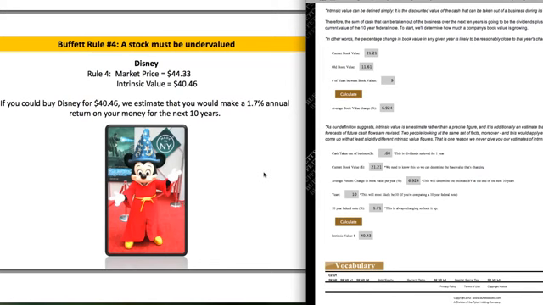That's if you could buy it for $40.46. It's trading for even higher than that. It's trading for $44.33. So that means you're even going to get a worse return than the 1.7% over the next 10 years if you would buy it at that current market price. To answer the question here, is Disney undervalued? The answer is no, it's not undervalued. It's actually overvalued. So although Walt Disney Company had checked out on the first 3 rules, when we came to the 4th rule, was the company undervalued?